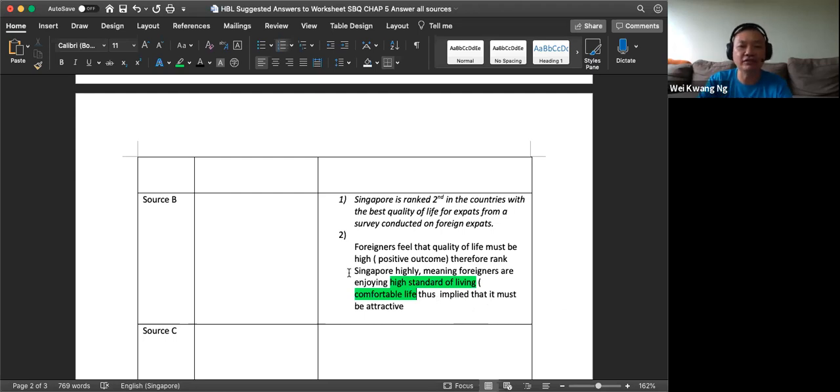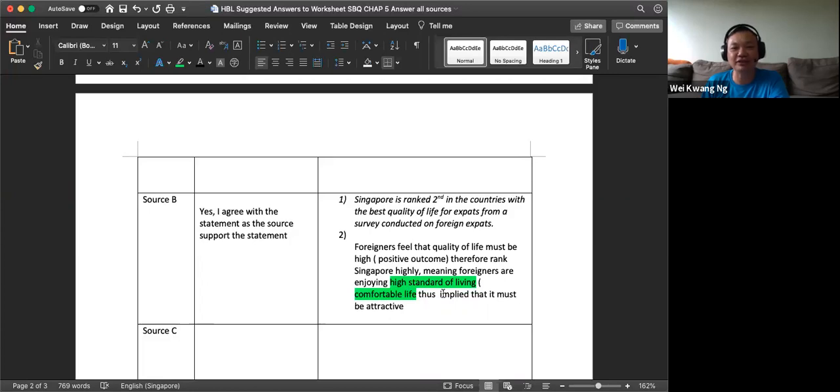So again, if you look at the content of source B, your answer should be this: I agree with the statement because the source supports the statement. And how do you know that? First, evidence. The evidence is Singapore is ranked second. I'm quoting details from the source. Being second for the best quality of life means that Singapore must have a very high standard of living. So far, so good. Pretty straight cut, right?